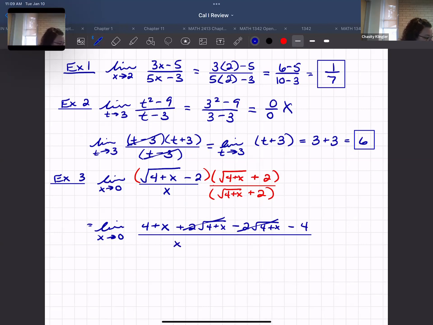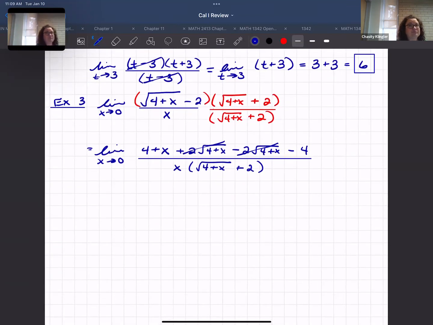And then on the bottom, just leave it alone. It looks messy, but don't try to distribute or simplify. Just leave it alone for the time being. And then let's simplify a little more. So our 4s will cancel, and that'll just leave us with x over x times that conjugate.